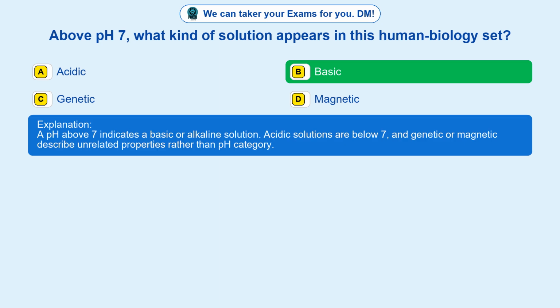A pH above 7 indicates a basic or alkaline solution. Acidic solutions are below 7, and genetic or magnetic describe unrelated properties rather than pH category.